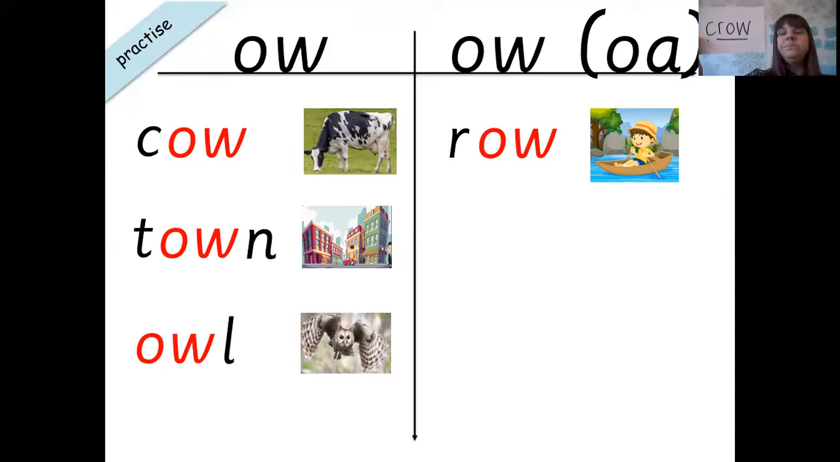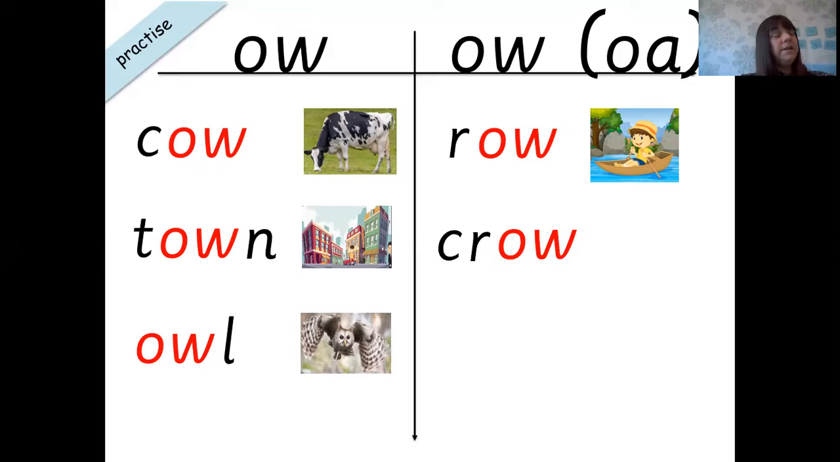And this one, it's a bit tricky, isn't it? C-r-ow spells the word crow. Ow or oh? Crow. Definitely the oh sound, isn't it?